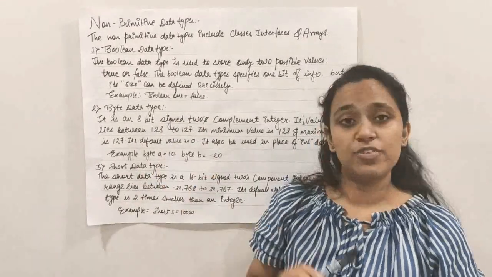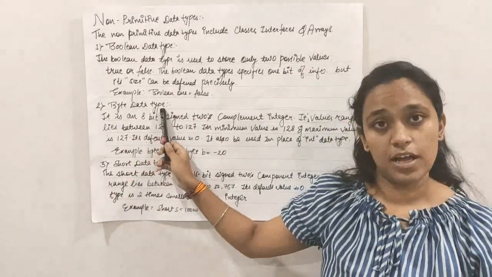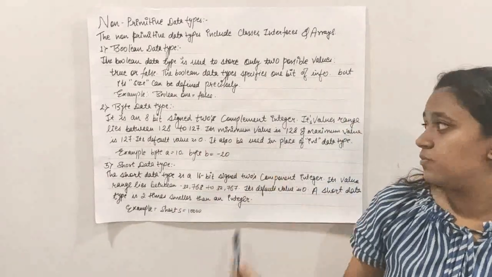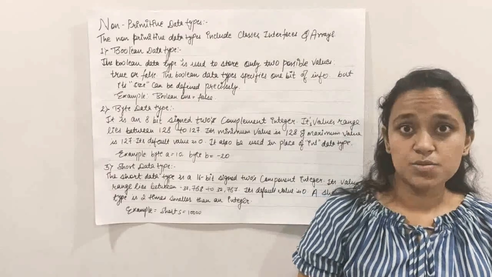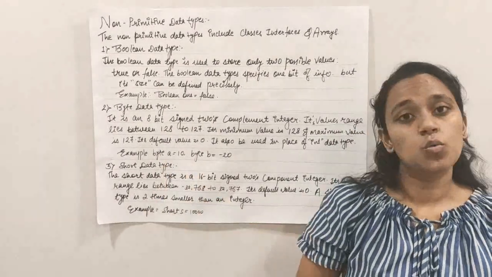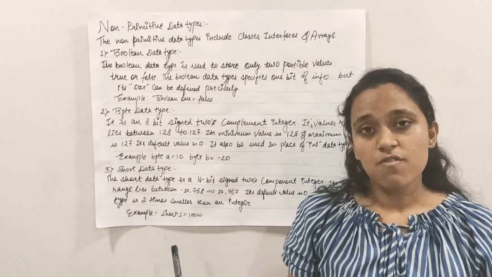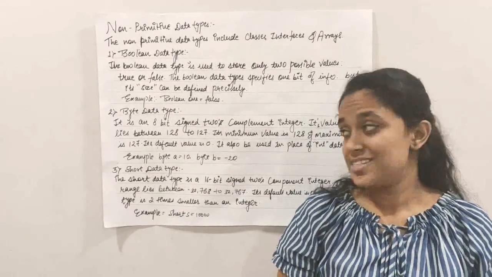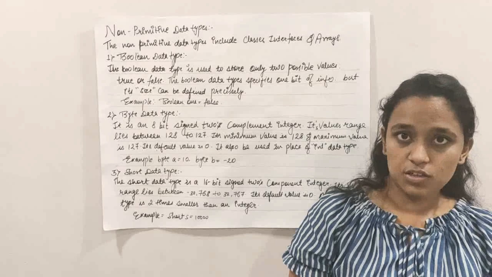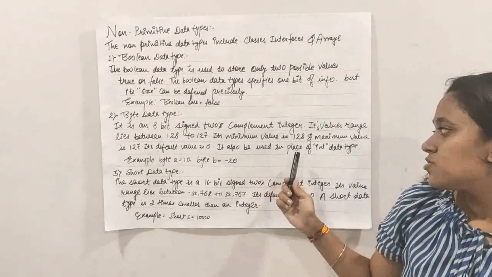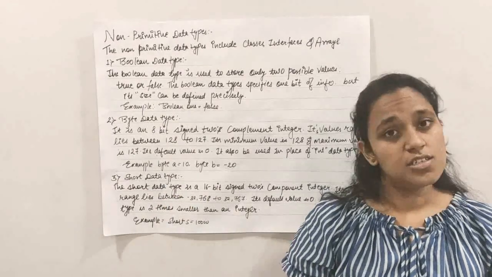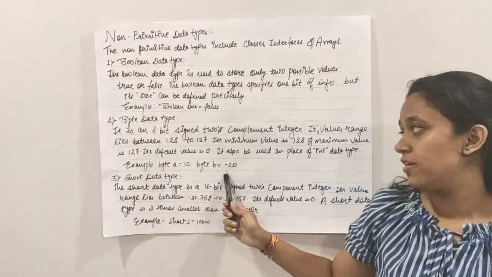Our second primitive data type is the byte data type. It is an 8-bit signed two's complement integer. Its value range lies between minus 128 to 127. Its minimum value is minus 128 and its maximum value is 127. Its default value is 0. It can also be used in place of the int data type. For example, byte a is equal to 10 and byte b is equal to minus 20.